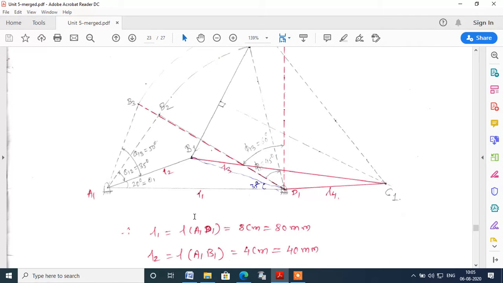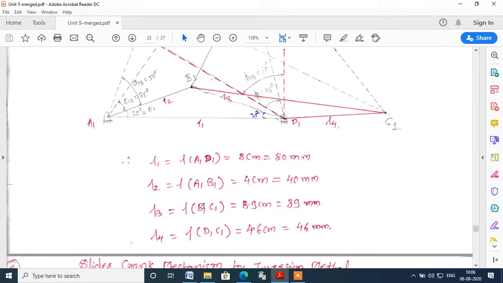And we have seen in the mechanism that the link length should be assumed, so that we can trace the various links and find out the dimensions of the various links by the method of inversion. Okay, so I think you understood how to solve this 4-bar mechanism by using the inversion method.